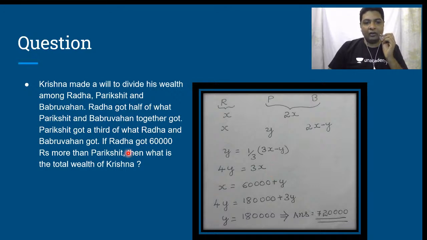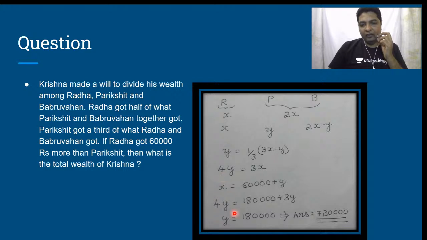Then he says Radha got 60,000 rupees more than Parikshit. That is, x is 60,000 plus y. So in other words, if x is equal to 60,000 plus y, then we can directly say that 4y is equal to 3x, isn't it? What is 4y equal to? 4y will be equal to 1,80,000 plus 3y. So what is y equal to? 1,80,000. So what my answer is going to be? 7,20,000 rupees. Is that clear?